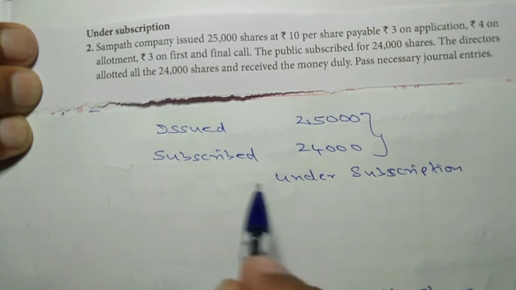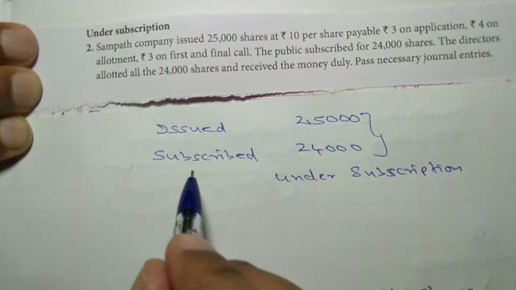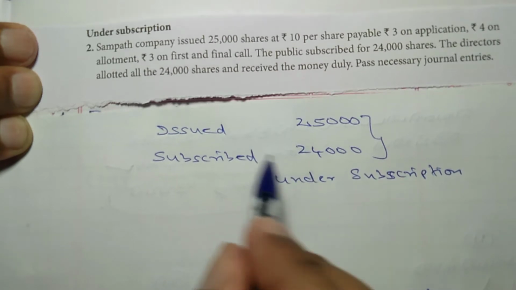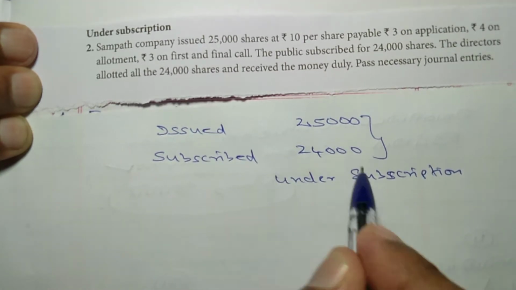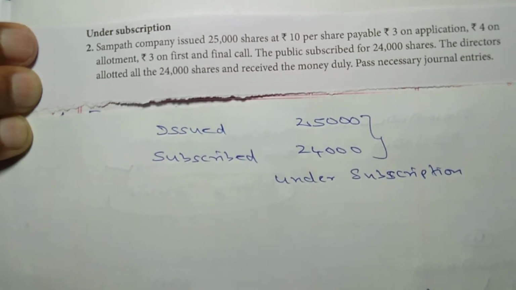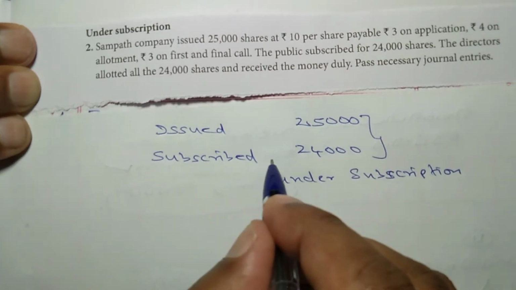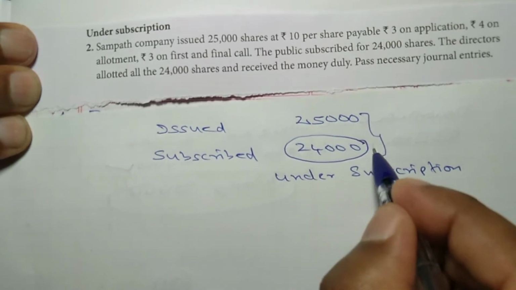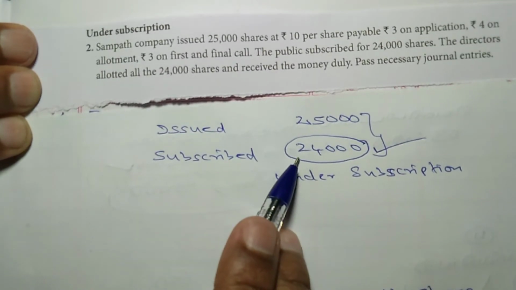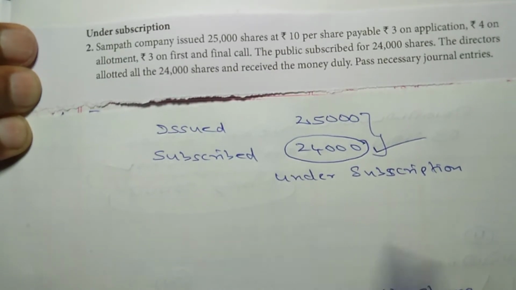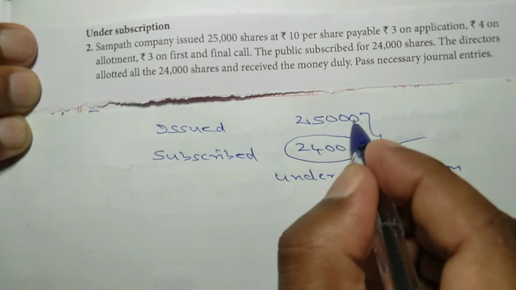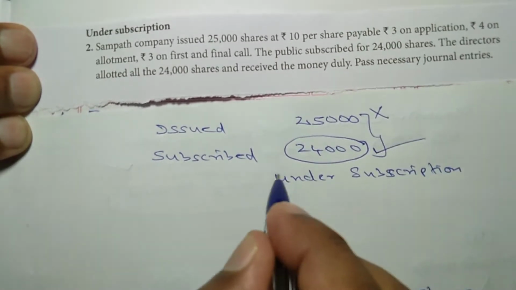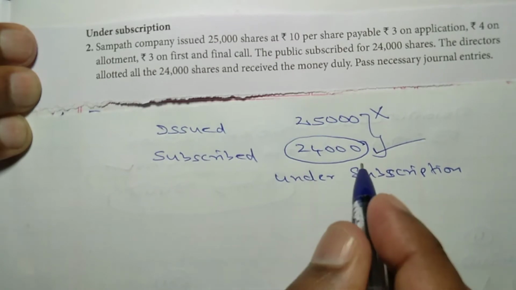There is 1 more question. In 1 mark question they ask: the number of shares subscribed is less than number of shares issued is called dash. Under subscription. So in the case of under subscription you should take number of shares subscribed only. Only 24,000 should be taken for calculations. Not 25,000. Issued is not taken. Okay. Only subscribed shares are taken.